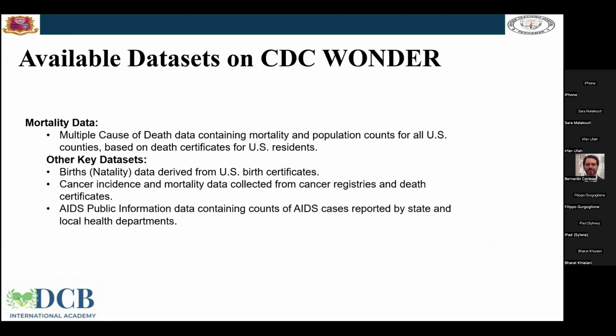Anyone can explore this database using various checklists and applying filters, and they can explore based on their topic. An available data set on CDC is multiple causes of death, containing mortality and population counts for all US counties based on death certificates. It also has key data sets like birth data, cancer incidence, mortality, cardiovascular, and AIDS public information data.